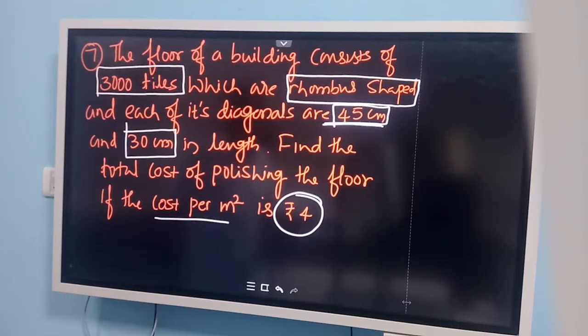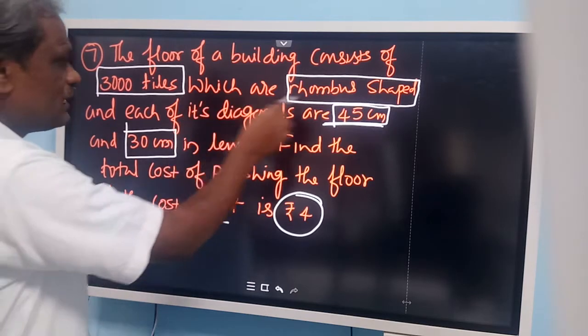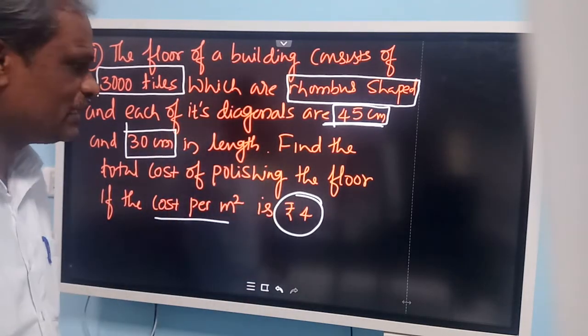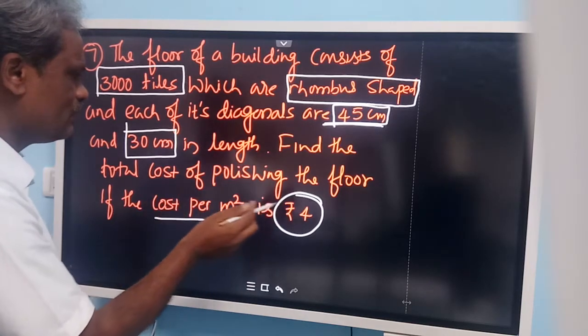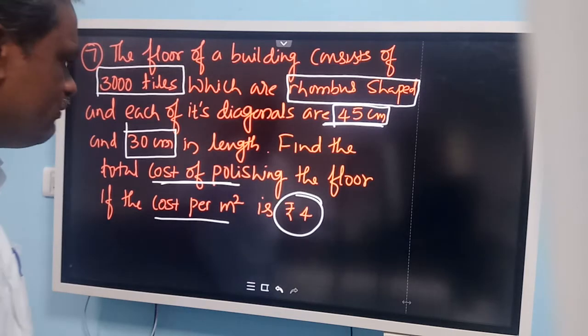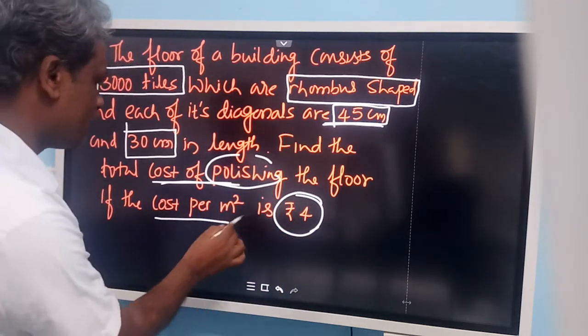So now the floor of the building consists of 3000 tiles which are rhombus in shape and each of its diagonals are given. Diagonals 45 and 30 centimeter. Now find the cost of polishing. So we put the polish to the floor now. We need to find out the cost of polishing at the rate of rupees 4 per meter square.